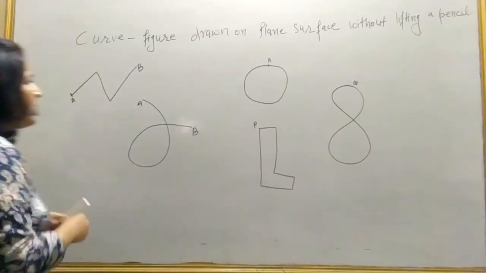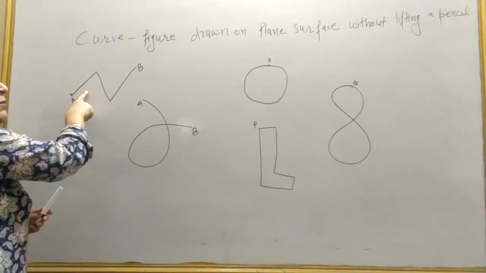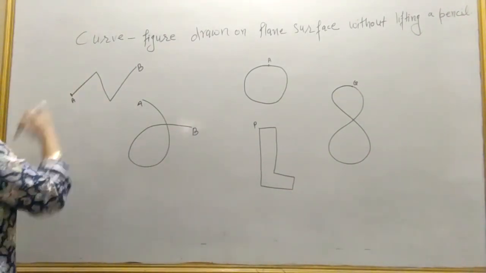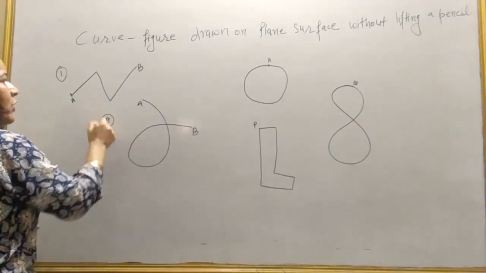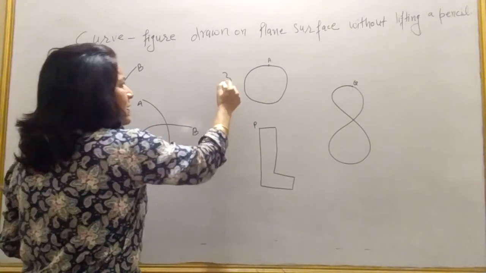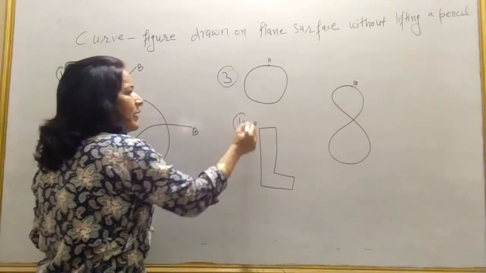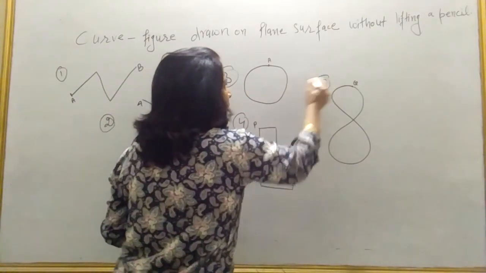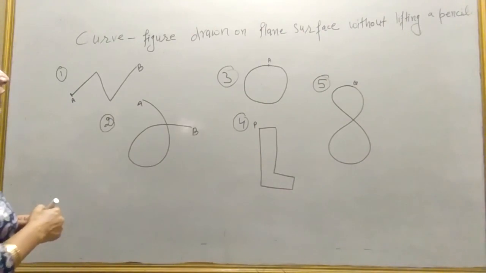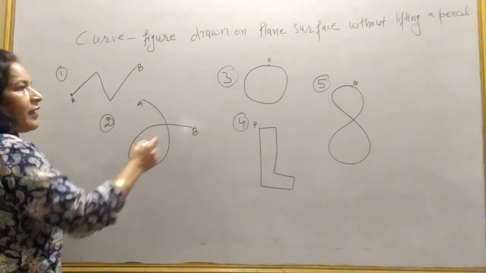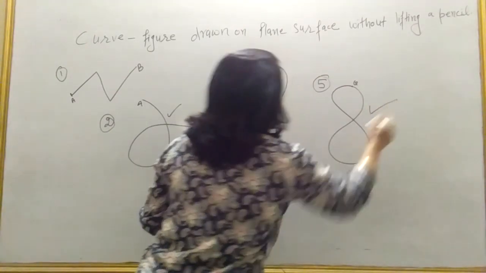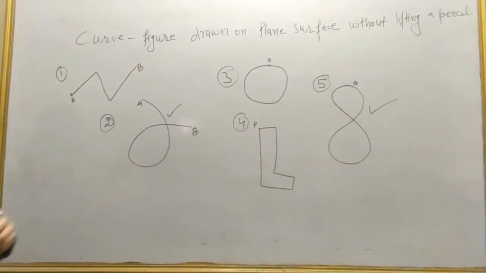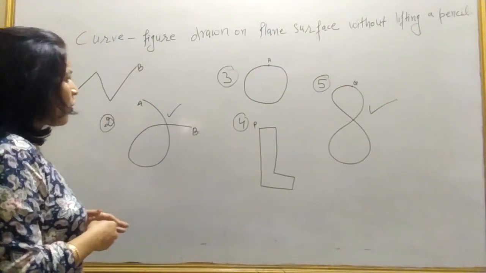And again, this is a simple curve. Curve first is a simple curve. Curve second is not simple. Third is simple. Fourth is simple. Fifth is not simple. Why am I saying that curve second and curve fifth, this one and this curve, they both are not simple?